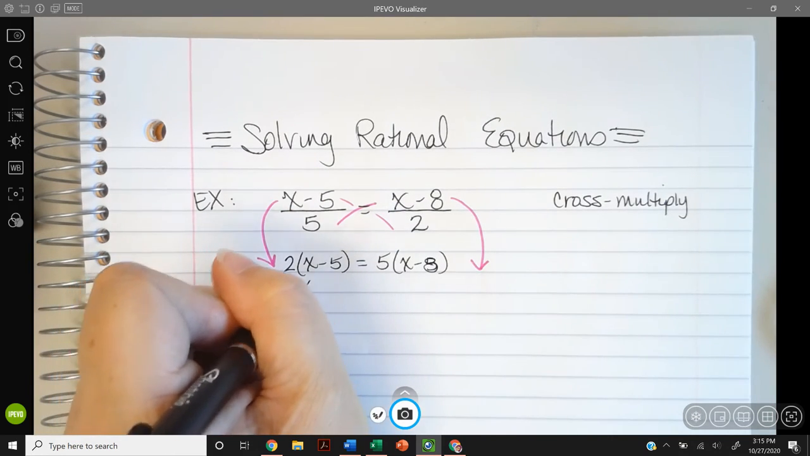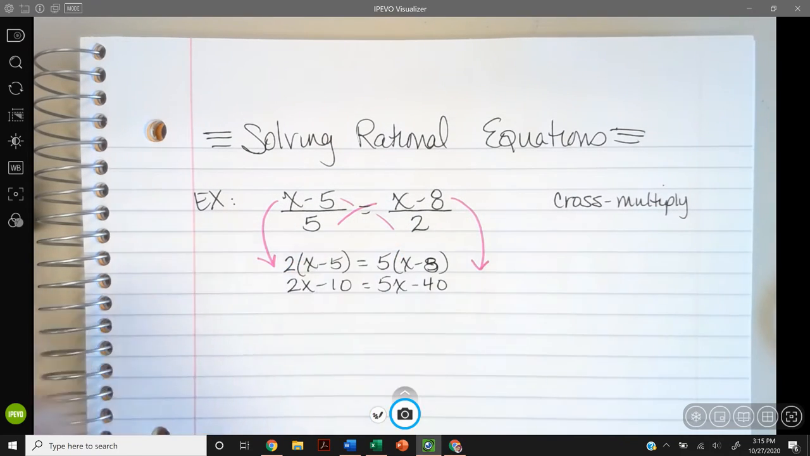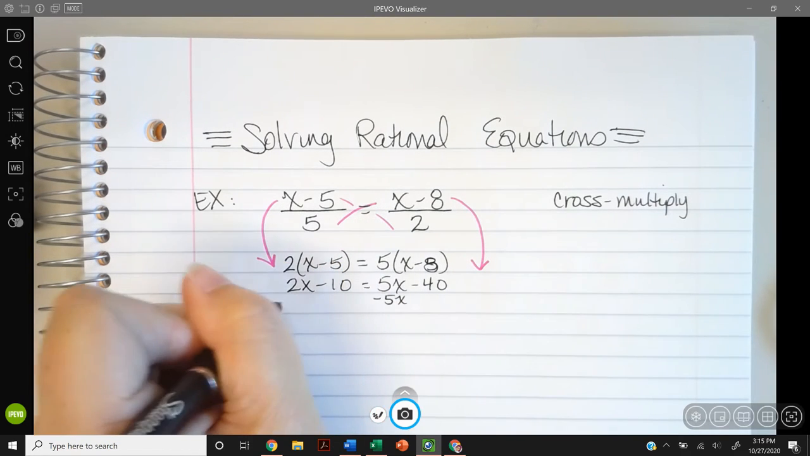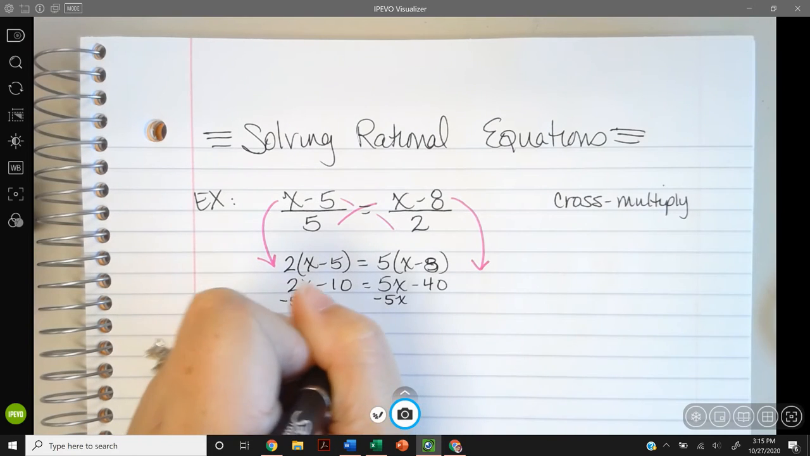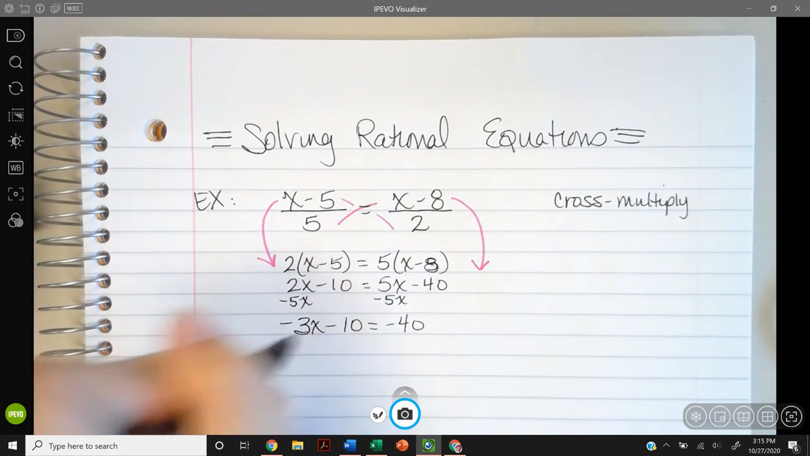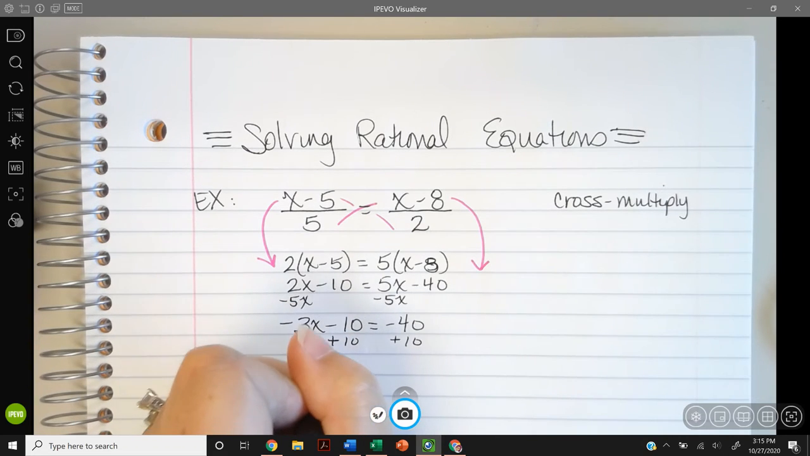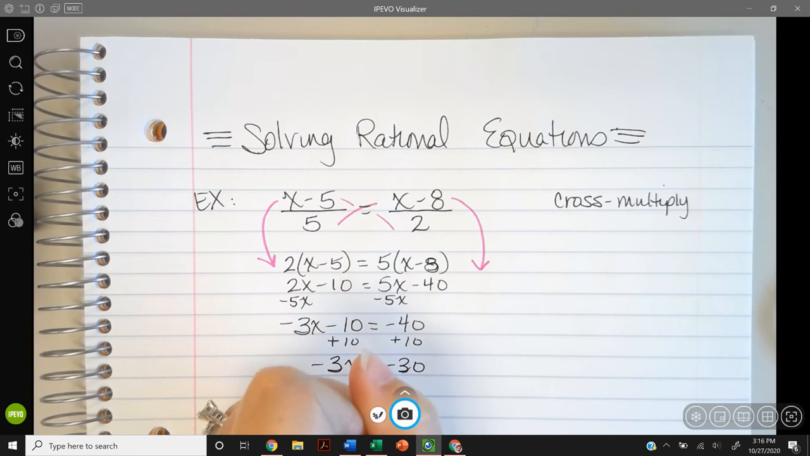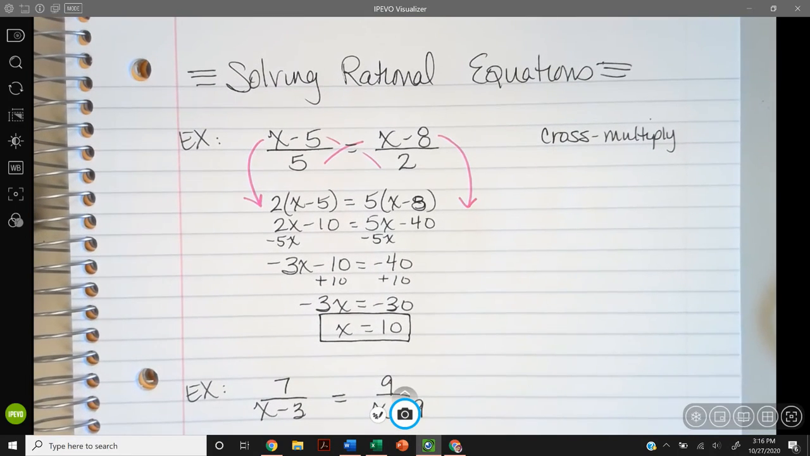Then I'm going to distribute. So 2x minus 10 equals 5x minus 40, and then whichever first step you would like. I'm going to subtract 5x, so I get negative 3x minus 10 equals negative 40. I'm going to add 10, so I get negative 3x equals negative 30. So I get x equals 10. That is your first example.